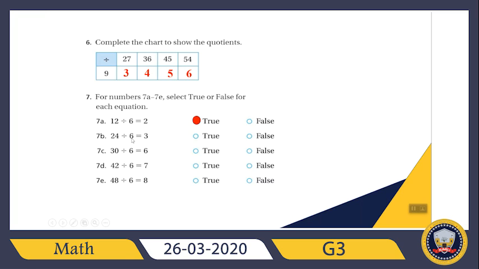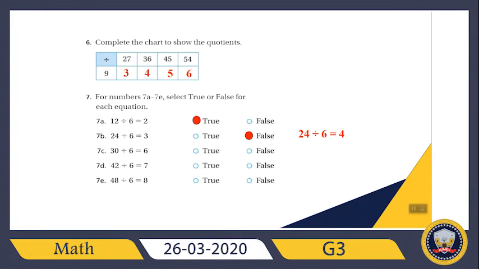What about this? 24 divided by 6 equals 3. Or 3 times 6 equal 24. It's right or wrong? It's wrong because I know 24 divided by 6 equal 4. But it says 3, so it means this is false.